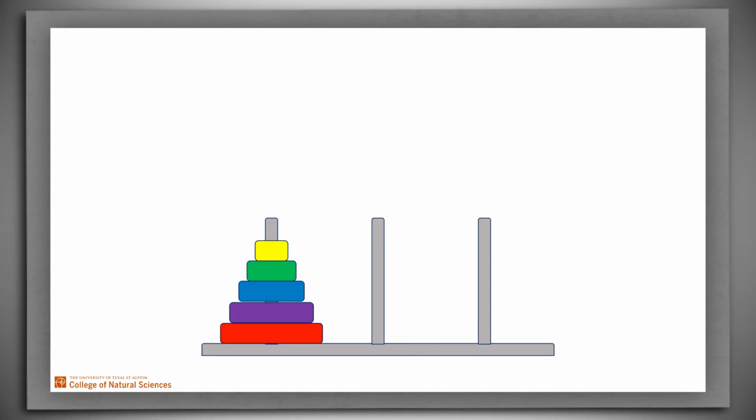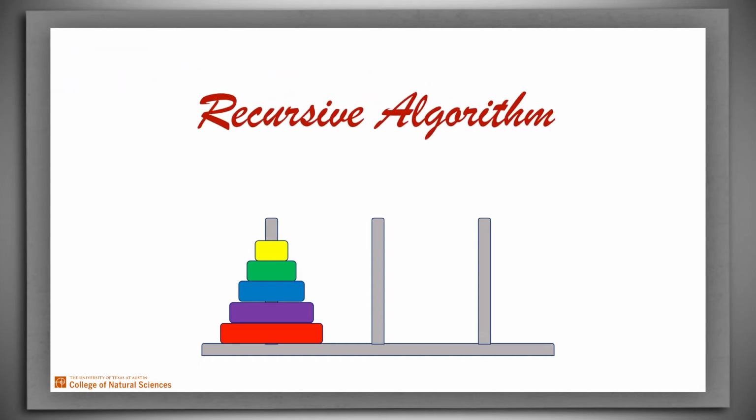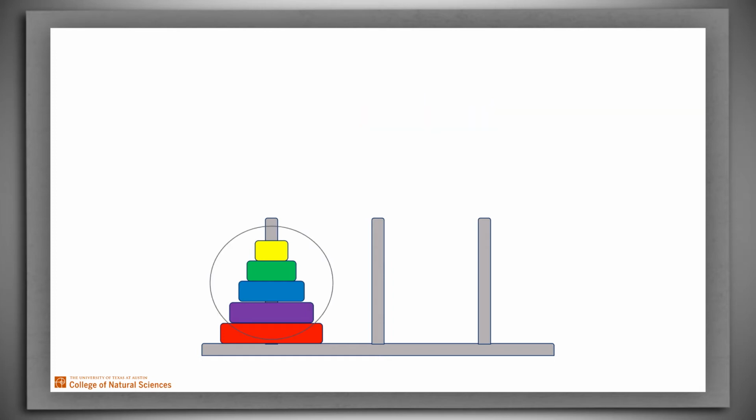The solution you've just seen is an example of a recursive algorithm. A recursive algorithm solves a larger problem by invoking itself on a smaller problem. In this case, we have to move the top 4 disks out of the way.